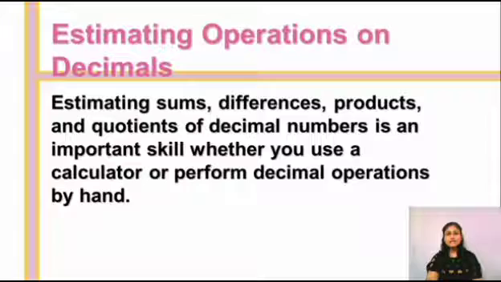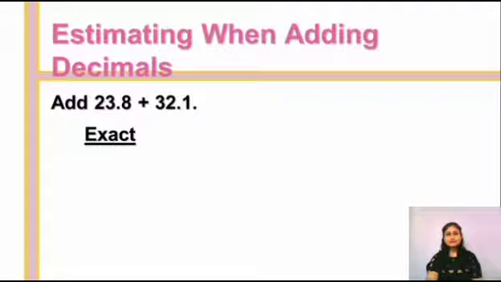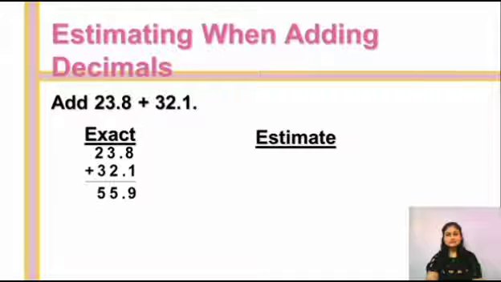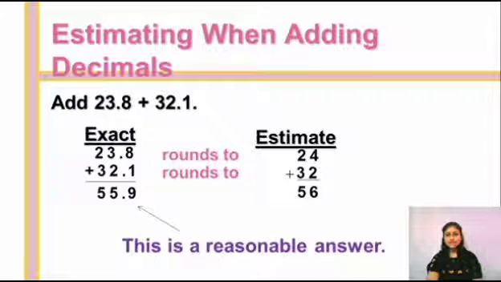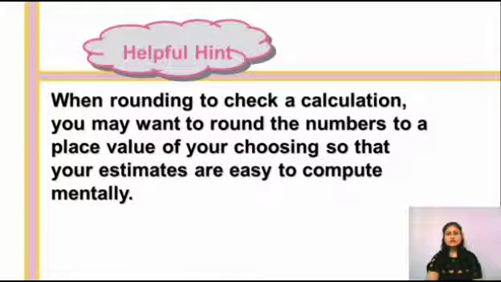Estimating operations on decimals. Estimating when adding decimals: 23.8 plus 32.1 is equal to 55.9. We round off both these numbers, and we have 24 and 32. 24 plus 32 is equal to 56. Note that the exact answer has a decimal point. When rounding to check a calculation, you may want to round the numbers to a place value of your choosing so that your estimates are easy to compute.